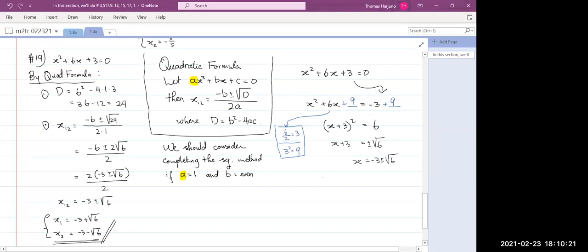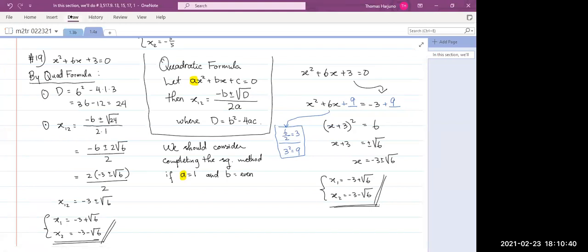Which in my opinion, you can see it's a lot shorter and less work actually. We basically benefit from the fact that the leading coefficient is 1 and the coefficient of the variable is even. So why does it have to be even, Thomas? Actually, even if it is not an even number, if it's an odd number or fraction, we still can do this. Completing the square always works, just like the quadratic formula always works.